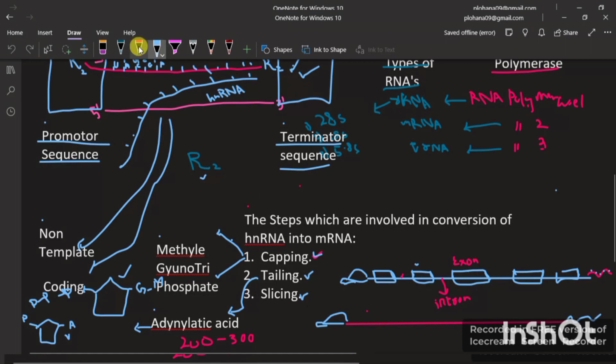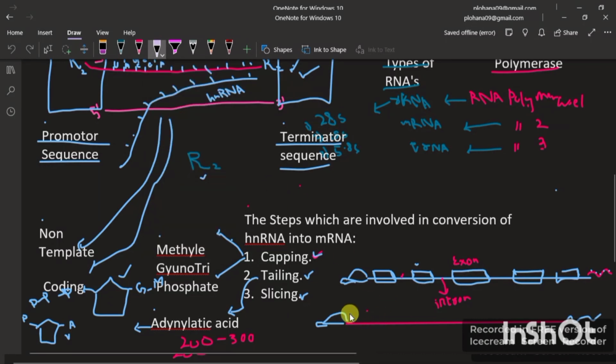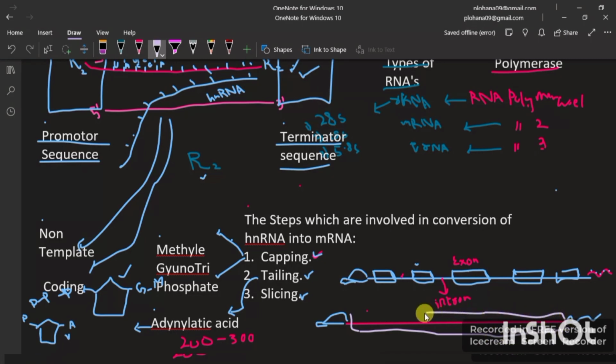Alright, so I'm just going to select any other marker. Okay. So now these all would be combined together. These all would be combined together, and now this would be known as mRNA, which is messenger RNA. But this happens only in the case of eukaryotes.